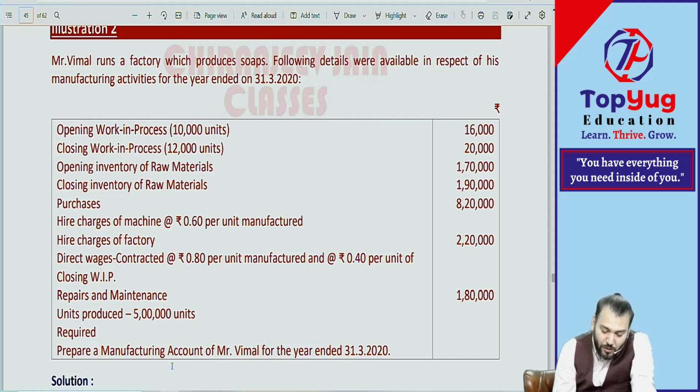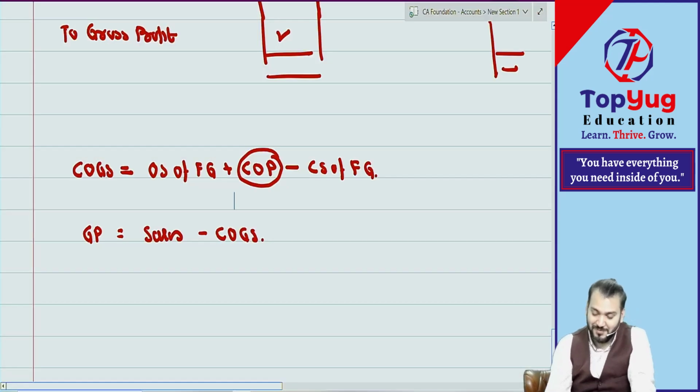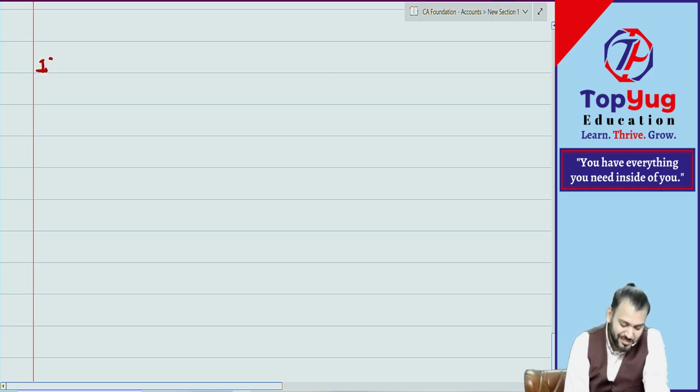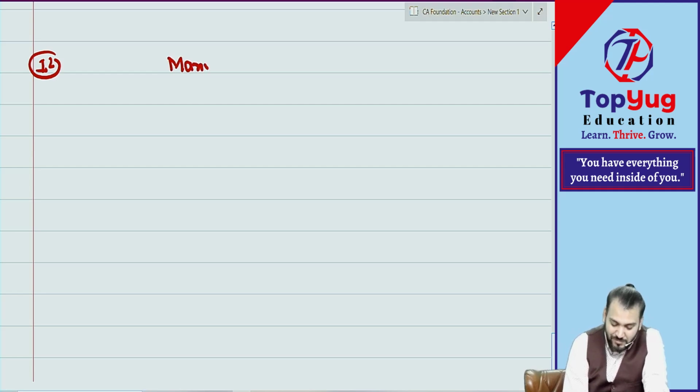Required: prepare which account of Mr. Vimal? Chalo. You will do, I will do. Because I have taken fees, I will do all the accounts now. Manufacturing account of Shri Vimal for the year ended.